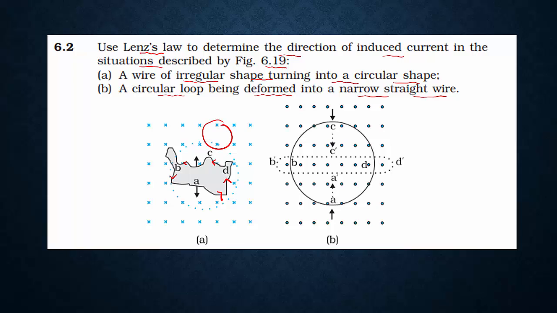You can observe here, it is flowing in the anti-clockwise direction, that is A', D', C' and B', when it is deformed into a long narrow straight wire. So in this direction the current is flowing.